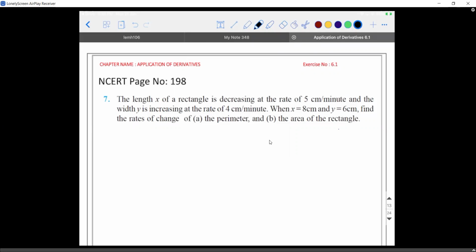Let's see who's first. So the perimeter is... negative 40, sir. Minus 40 centimeter.